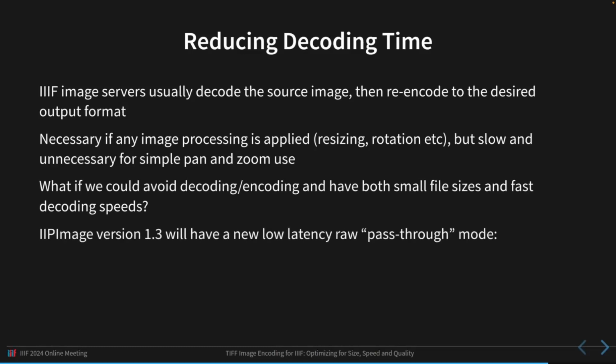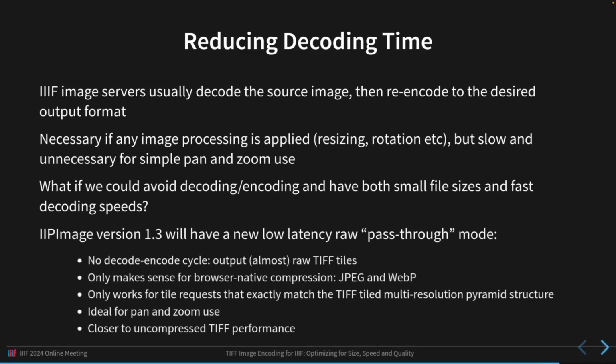Well, IIPimage version 1.3 will have a new low latency mode which eliminates the decode encode cycle and outputs almost raw TIFF tiles. This, of course, only makes sense for browser native types such as JPEG and WebP, and of course only works for tile requests that exactly match the underlying TIFF tiled multi-resolution pyramid structure. So this is ideal for pan and zoom use and gives you performance that's closer to uncompressed TIFF performance.